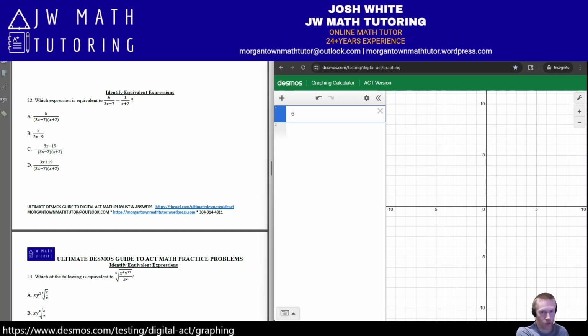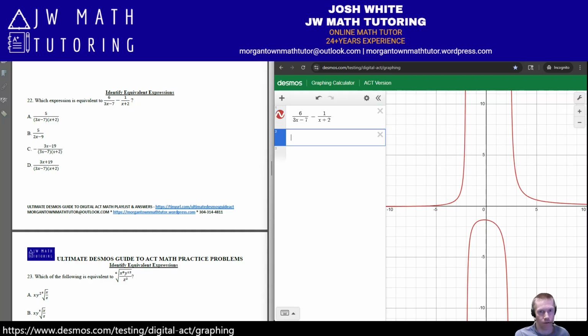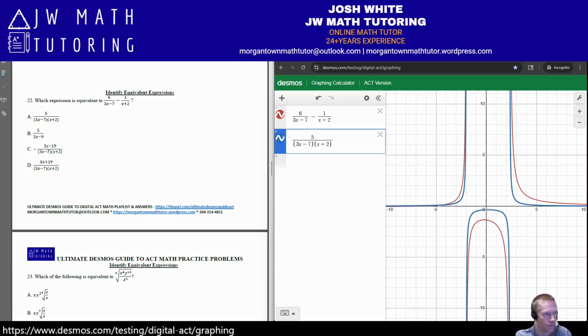So for this approach, I'm going to show the graphing approach first. Graph out the exact original expression you're given. Then we're going to go through the answer choices and see if they overlap. Okay, this one does not overlap, therefore it is not the correct answer. So I could just go ahead and cross this out.